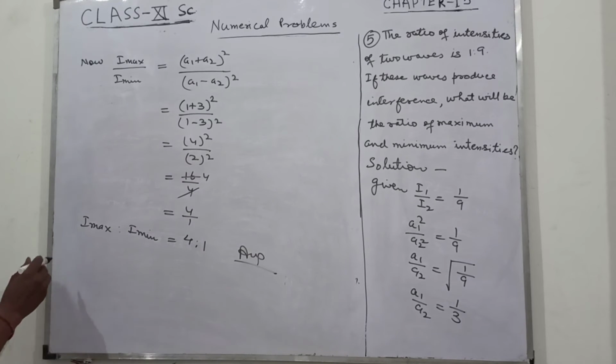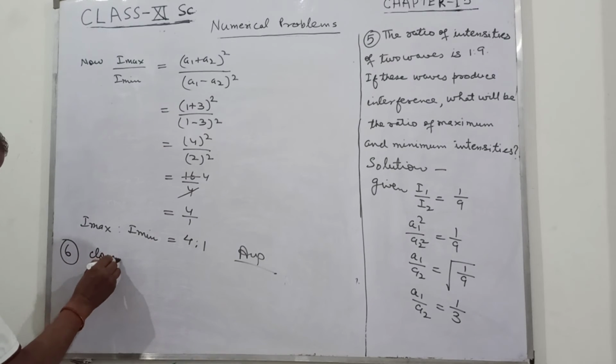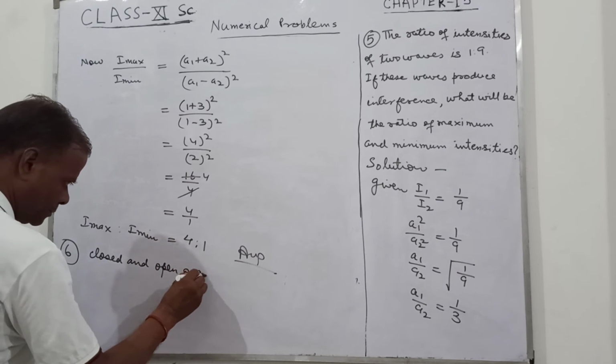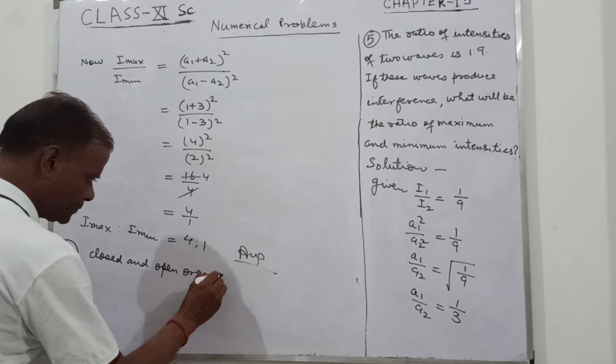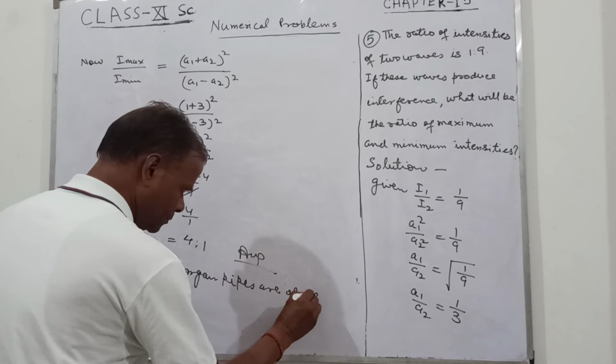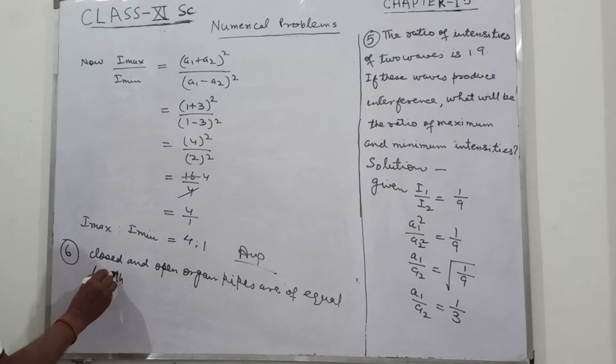And now 6th question. The closed and open organ pipes are of equal length.